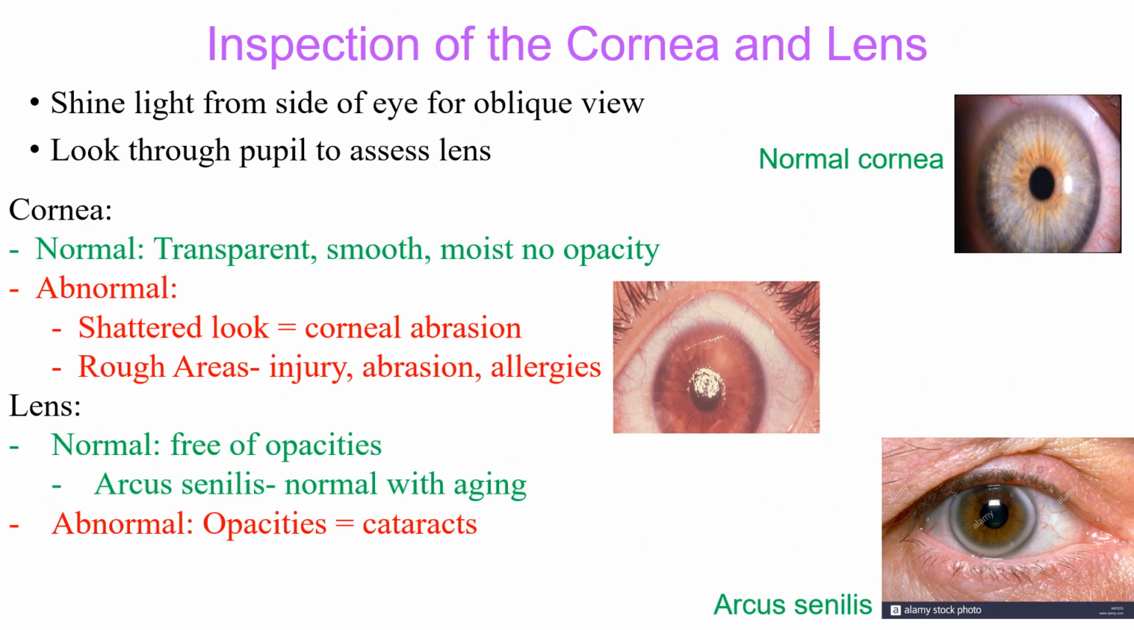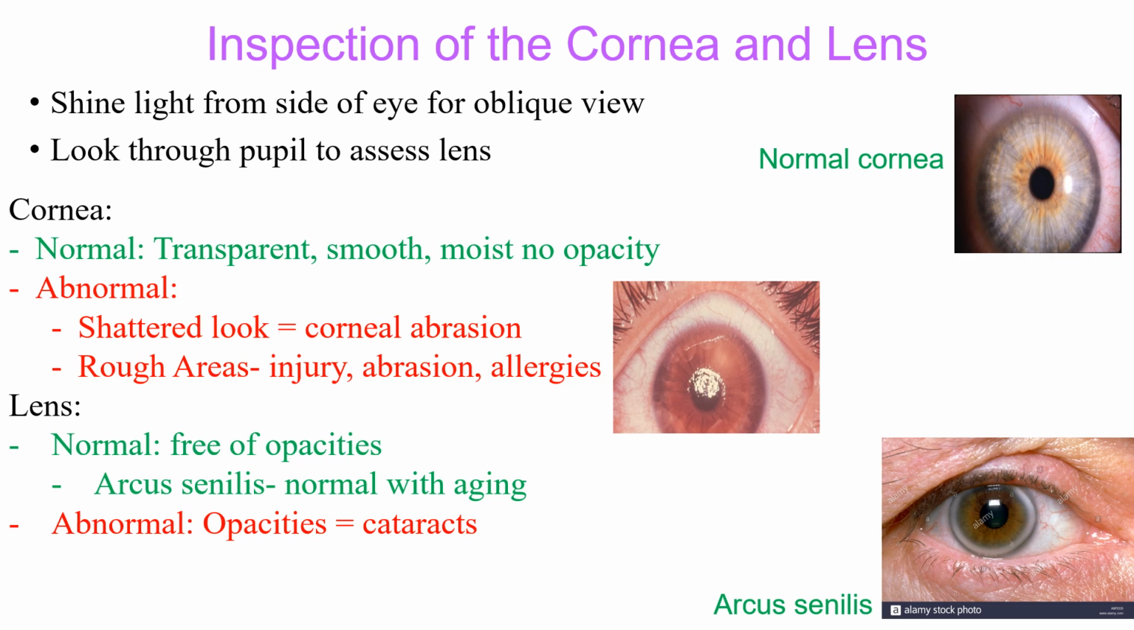So the cornea and lens. We should be able to shine the light on the side of the eye to make sure the cornea is smooth and transparent from the side view. An abnormal finding would be a scratch. You can see in this picture, there's a little scratch or abrasion. That cornea is the outer layer of the eye. Any abrasion or injury will impact the vision through the cornea, right?